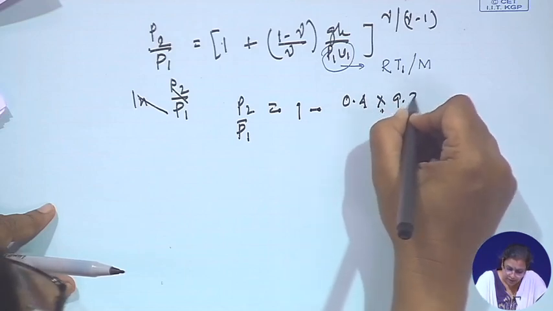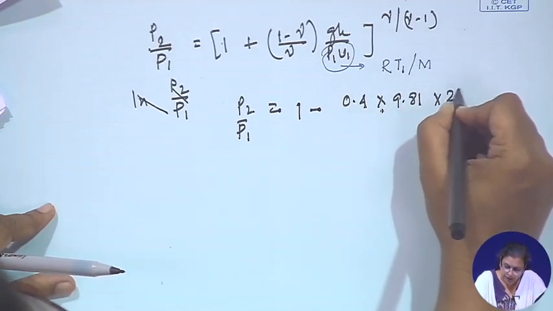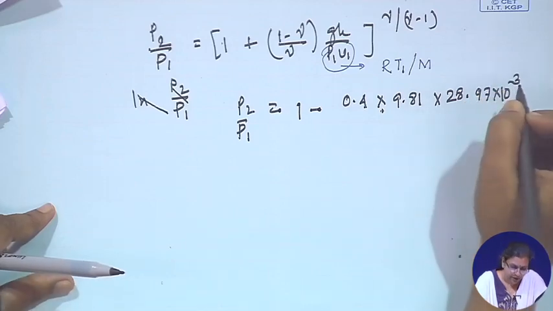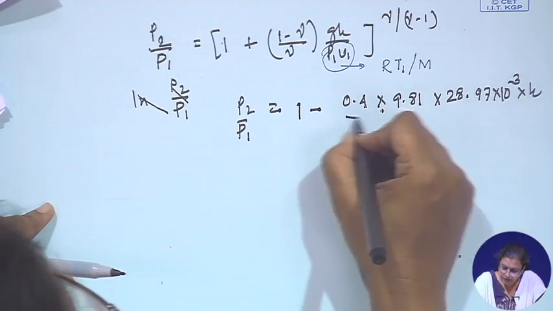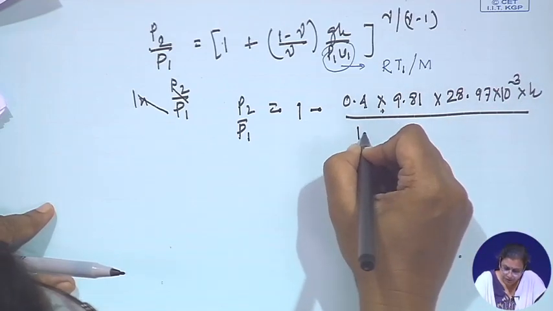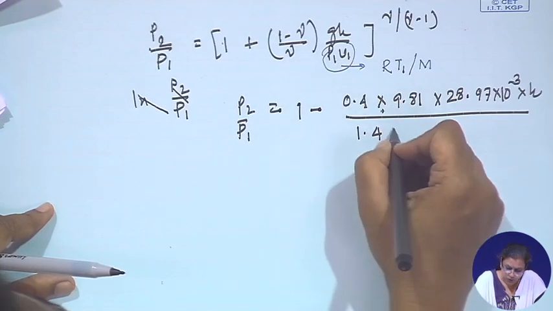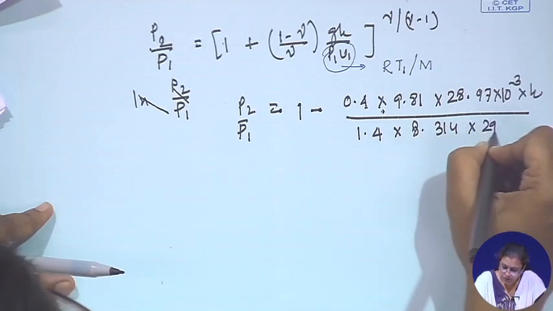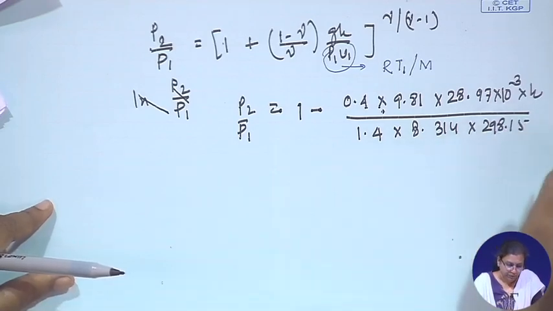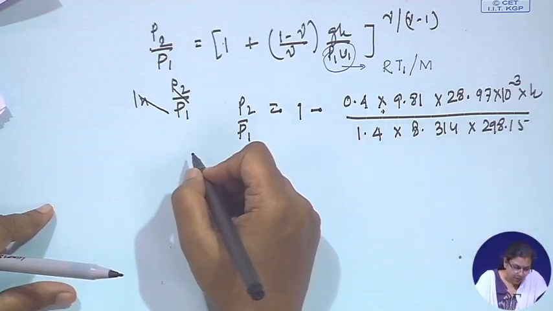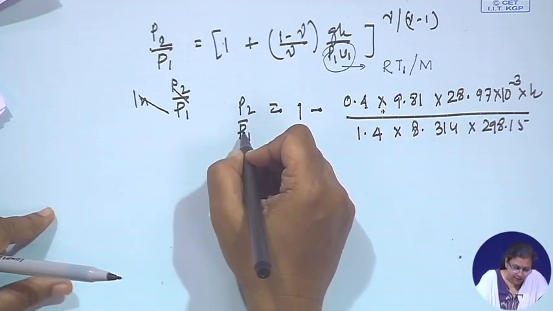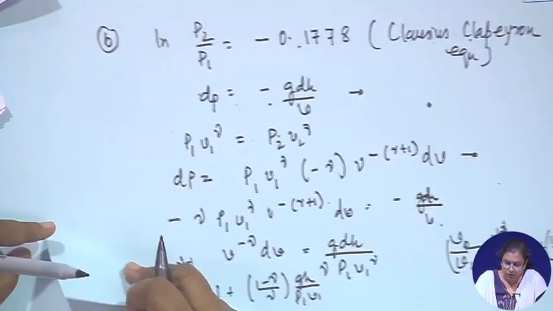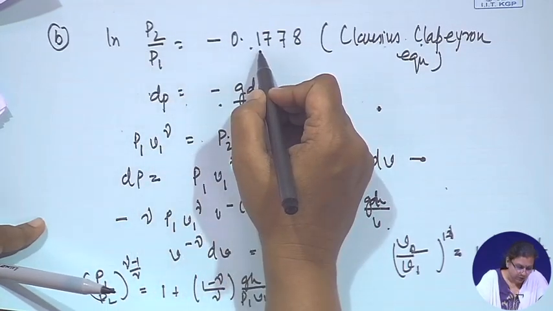G is equal to 9.81 just like the previous case. Molecular mass is 28.97 into 10 to the power minus 3 into H, divided by gamma which is 1.4 into R, 8.314 into T which is 298.15, the room temperature. So, simply substitute it, and from Clausius-Clapeyron we had obtained ln P2 by P1 equals to this.